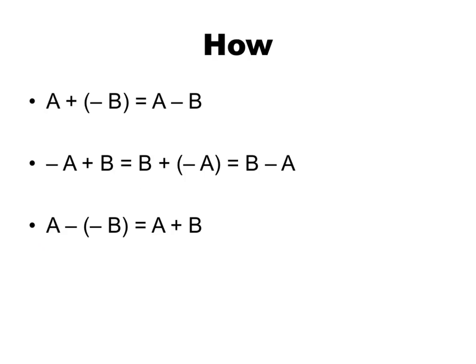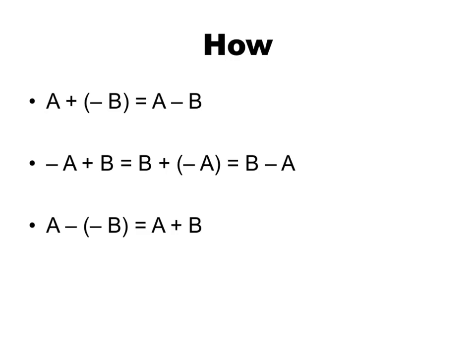So the first question is, how do we add and subtract negative numbers? Well, the algorithms for how to add and subtract are fairly simple. The first one here says that a plus a negative number b is the same as a minus b. So basically we can convert this addition into a subtraction, take a minus b, we're all done.